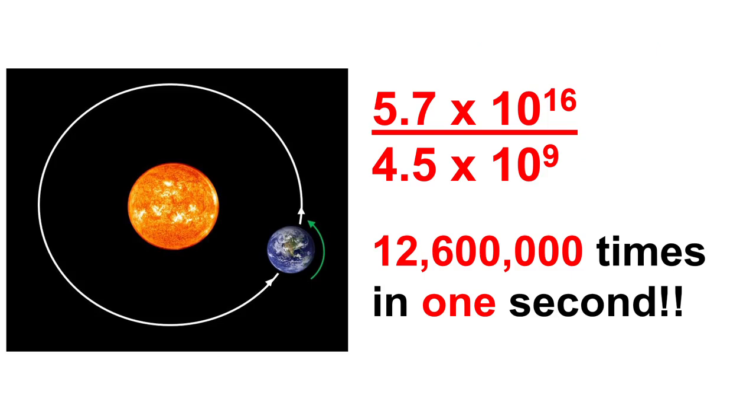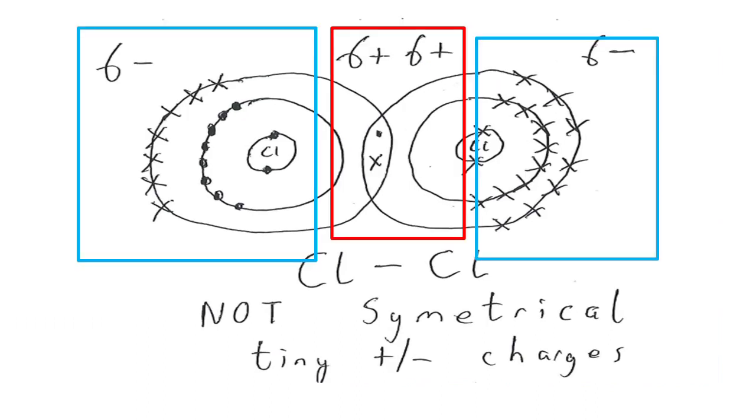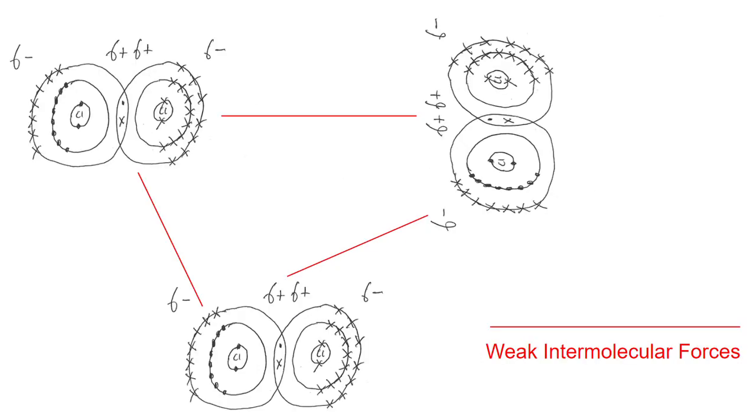It will do 12,600,000 times that in 1 second. So it's just zooming around. So just for a split second, all the electrons might find themselves on one side of the atom. That would make that part a bit negative. I know it looks like a 6, but it actually means just δ. It's just a partial charge. That leaves the middle part positive and the other side negative as well. That's not symmetrical. And that is the origin of weak intermolecular forces.